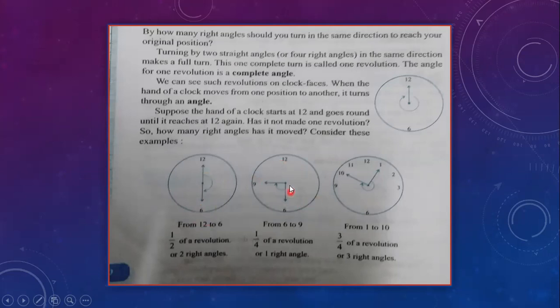The next one you can say 6 to 9. Here it has moved only from 6 o'clock to 9 o'clock. So you can say this is a quarter revolution. That means 1 by 4 of a revolution, and from here to here only one right angle will form.